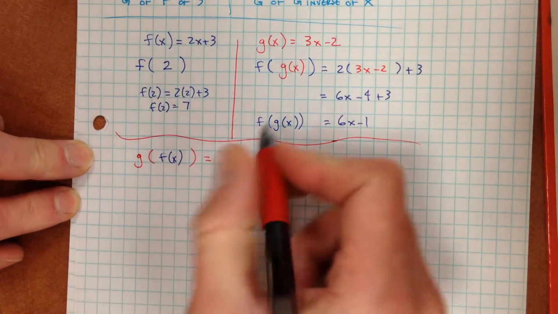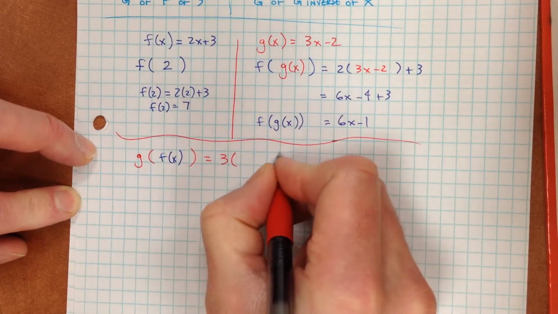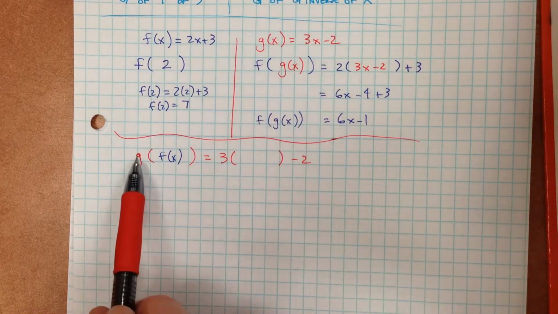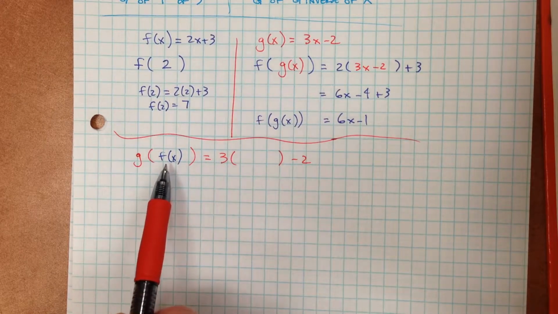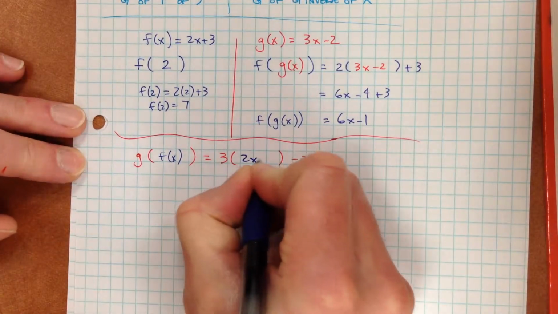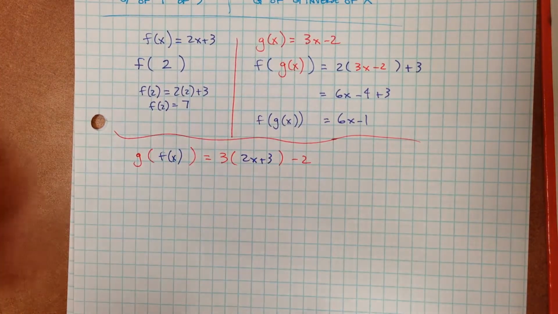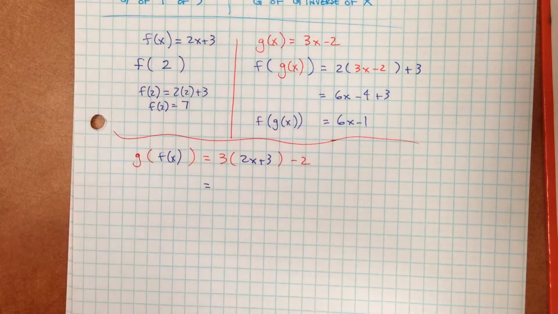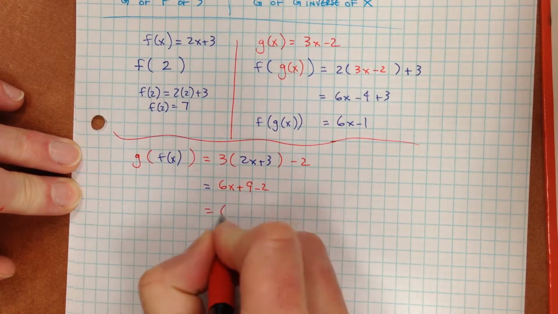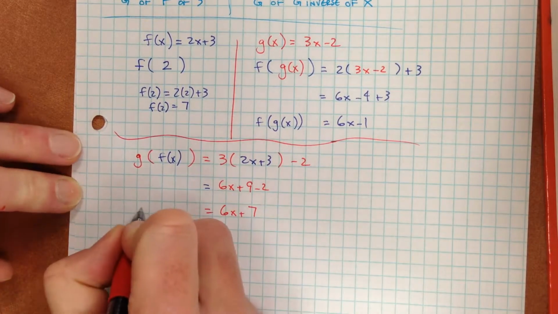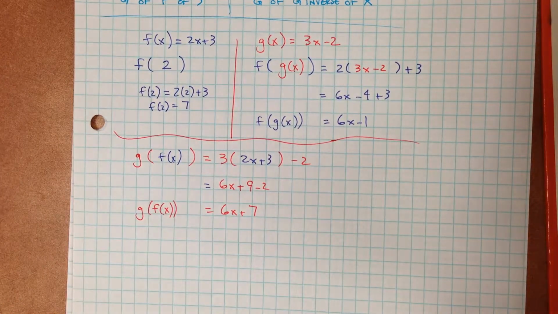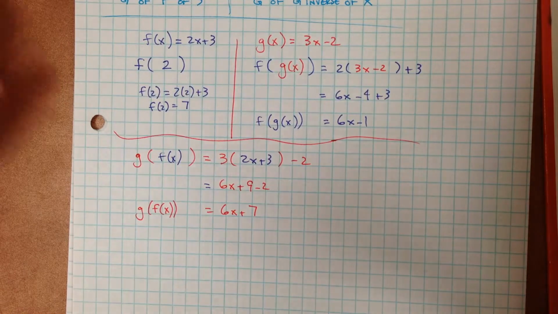So we would get g of x, which is 3x minus 2. That is g of x, 3x minus 2. Well, what is inside of g of x? It's not a 2, it's not an 8, it is f of x. And f of x is 2x plus 3. You could now clean that up, distribute, and we would end up with 6x plus 9 minus 2 equals 6x plus 7. Therefore, g of f of x equals 6x plus 7. It is a function inside of a function.